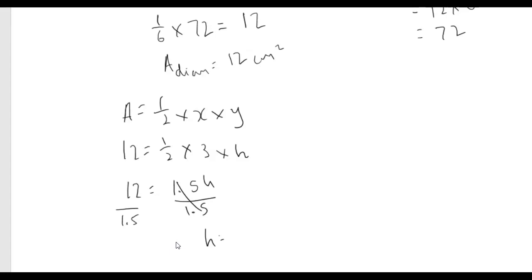Okay, so 12 divided by 1.5 gives us 8. So the height of the diamond is 8, and we're working in centimeters, so 8 centimeters.